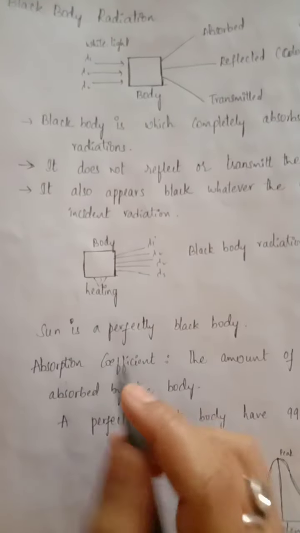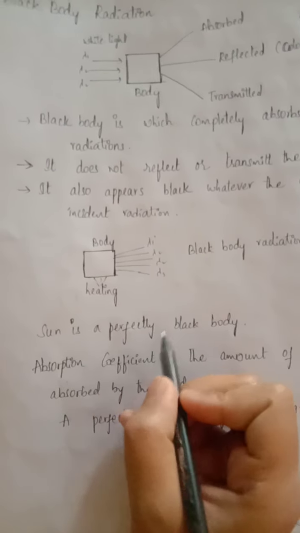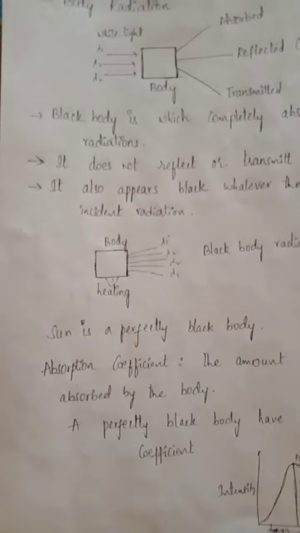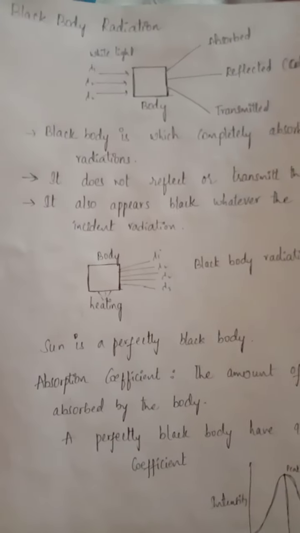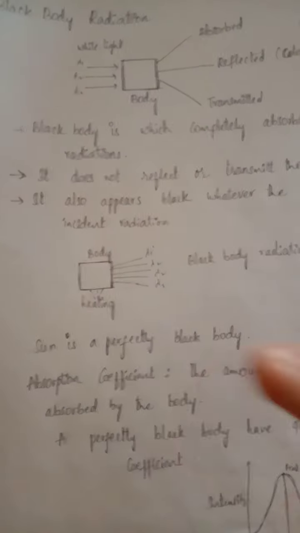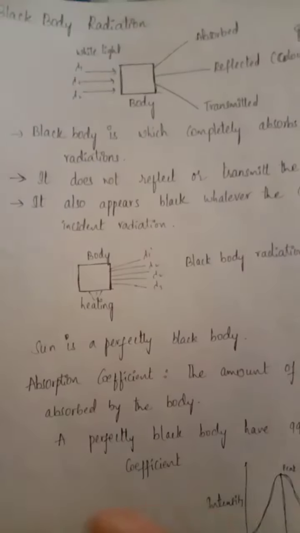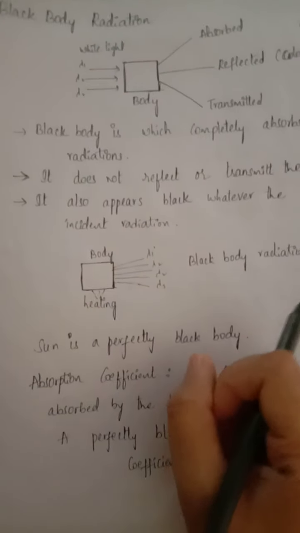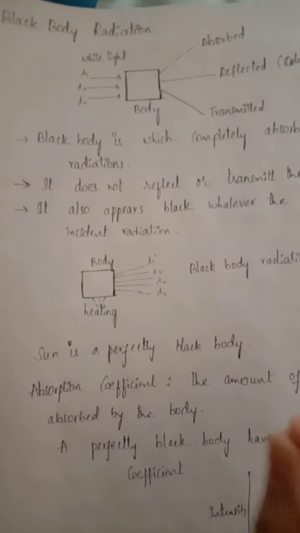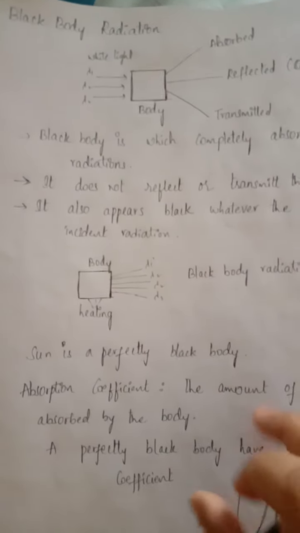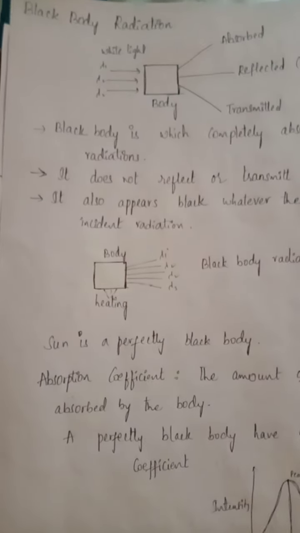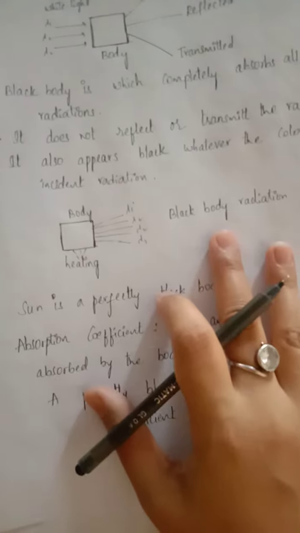There is no perfectly black body, but the sun is a very nearly perfect black body. It emits and also absorbs all the radiations. Actually, a hot body is always a good absorber. It will emit and also absorb every radiation.